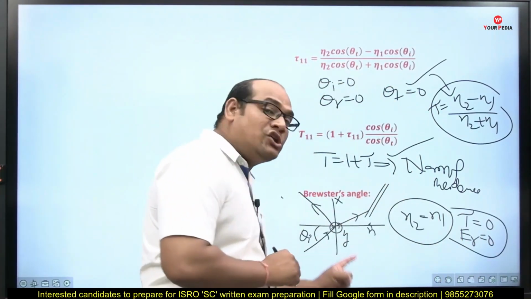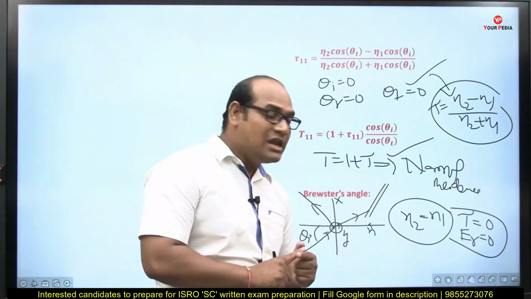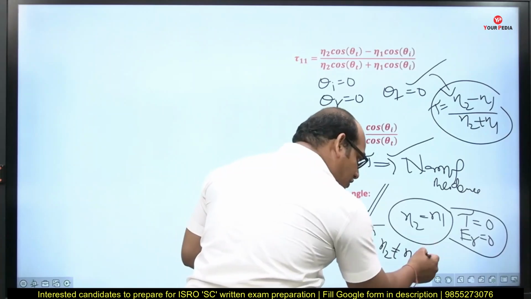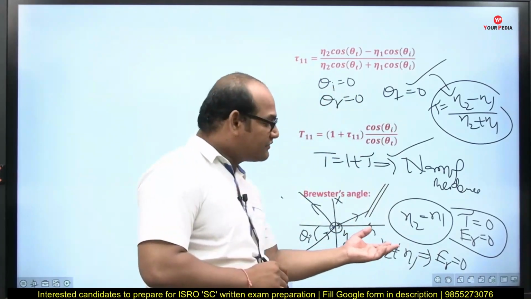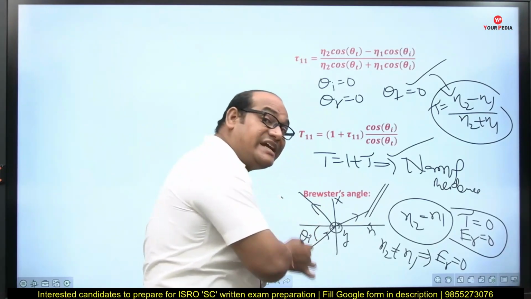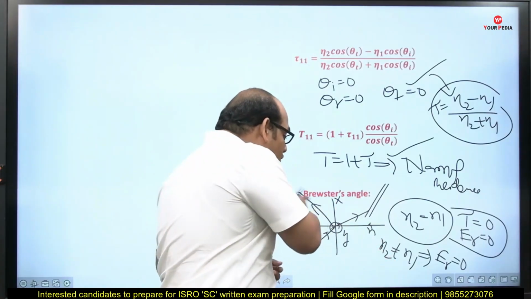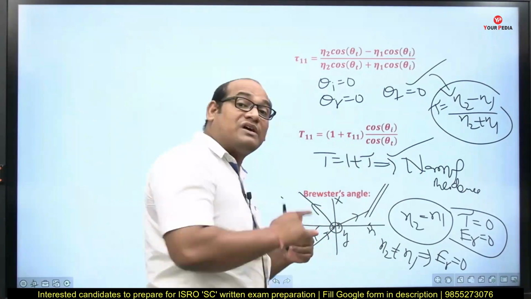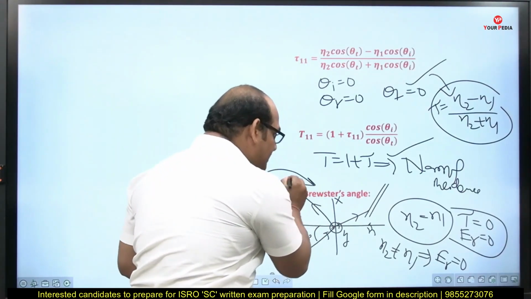But even if you don't have this condition, even if eta 2 is not equal to eta 1, you can still have the reflected electric field or the reflected magnetic field equal to 0. How is it possible? You need to adjust this theta i in such a way that there is no reflection. That means the entire incident signal will be transmitted into the other medium. So for what incident angle is it possible, that incident angle is said to be the Brewster angle.